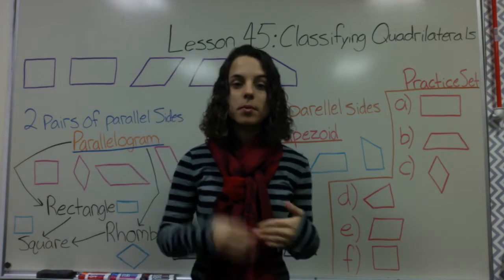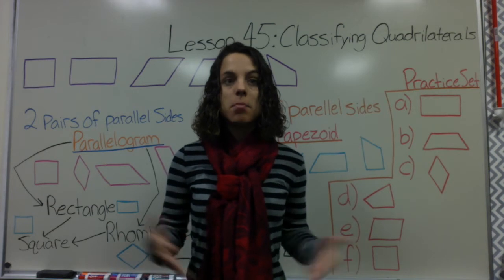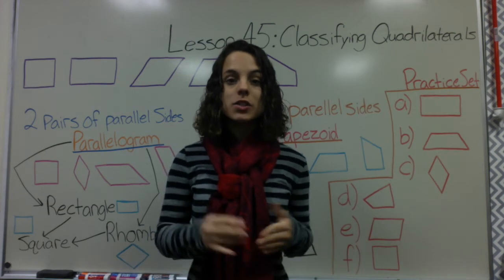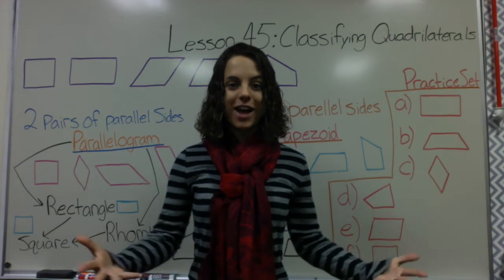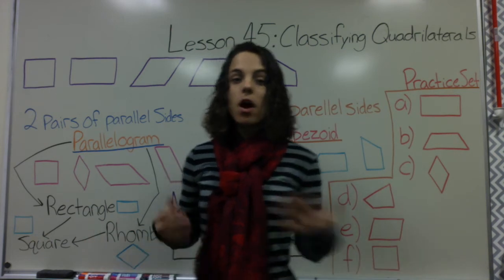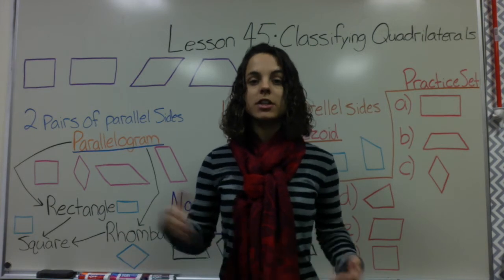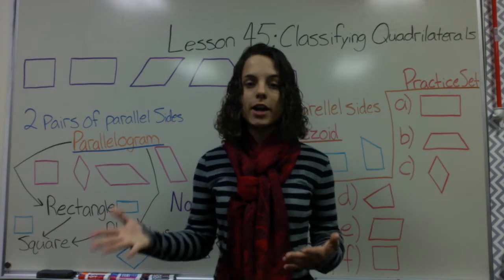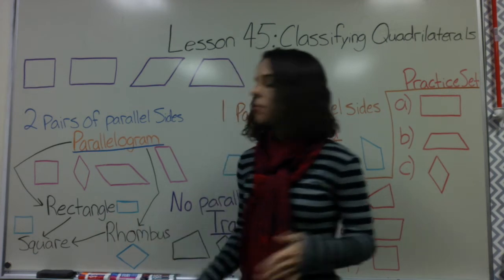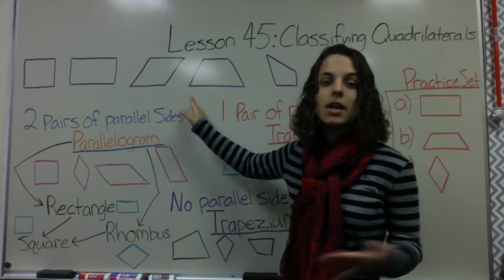Now remember when we learned that a quadrilateral is a type of polygon, and a polygon is a closed flat shape with straight lines or composed of line segments. So a quadrilateral is a four-sided polygon, but there are many different types of quadrilaterals, just like we learned about the different types of triangles. So first of all, we classify quadrilaterals usually by their sides.